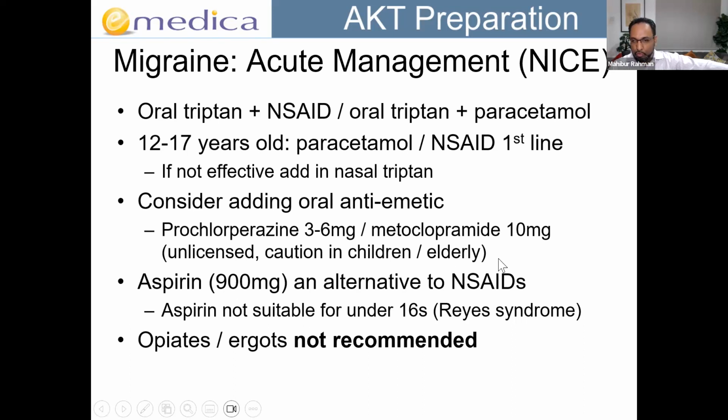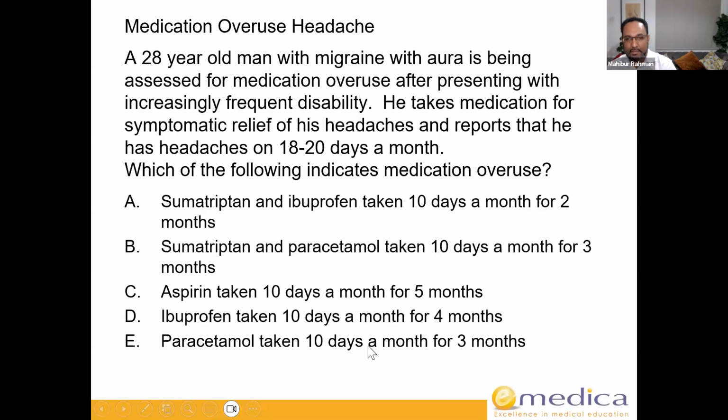But we don't use metoclopramide in children or elderly. Prochlorperazine would be a better option for them. And then again, aspirin is an alternative to NSAID for adults, but not for under 16s because of Reye's syndrome. Codeine, tramadol, morphine, any opiates, not recommended. Ergotamine, not recommended. Okay, let's do one more.